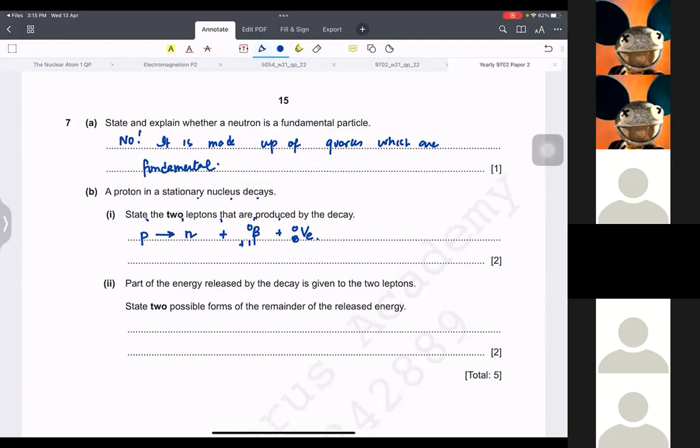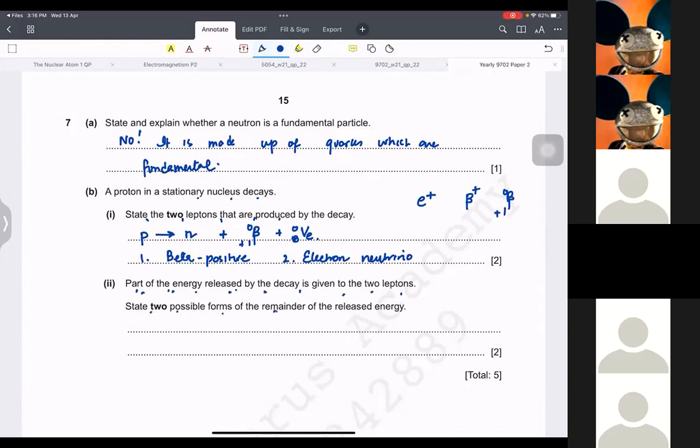So now it says you need to state 2 leptons. So 2 leptons are 1, beta positive, 2, electron neutrino. This is something you got to rote learn. There's no other way. The symbol of beta positive is fine. You can write it like I have written. Now, some of the part of the energy released by decay is given to 2 leptons.